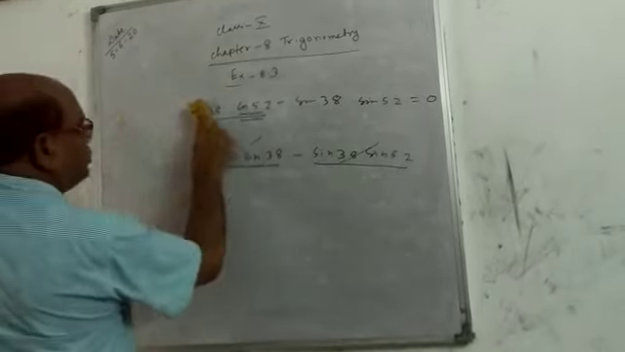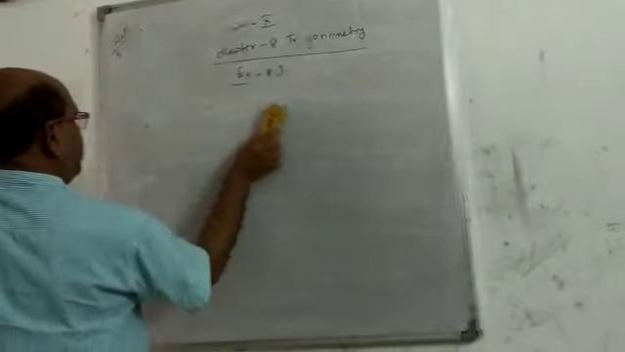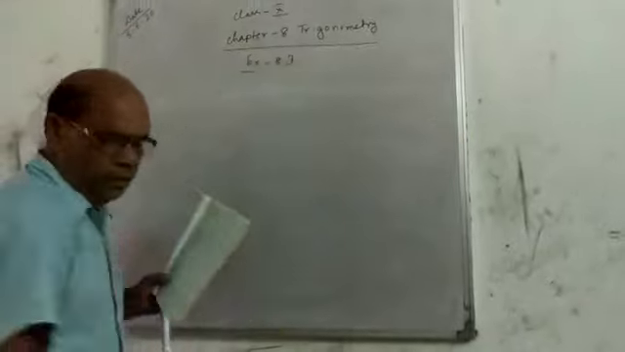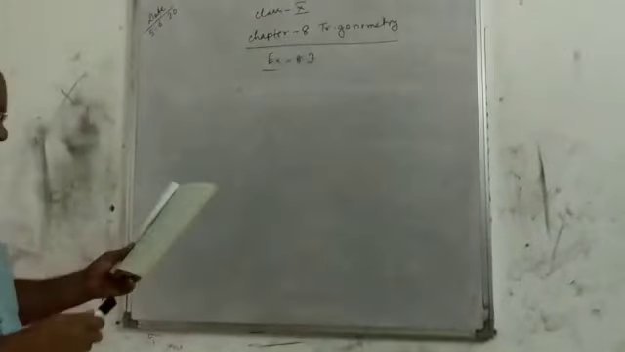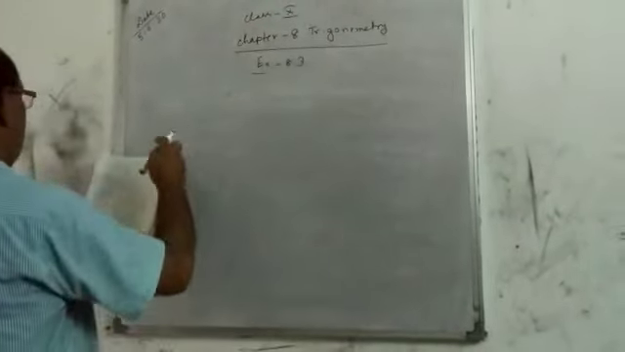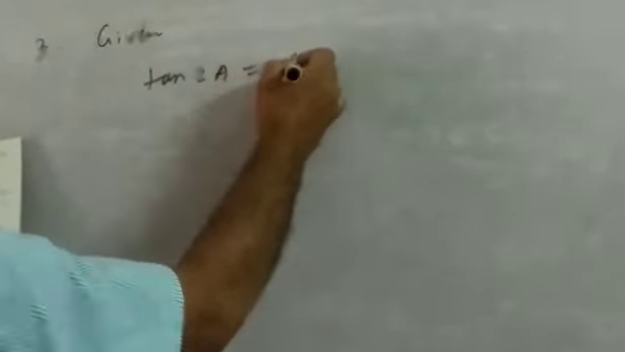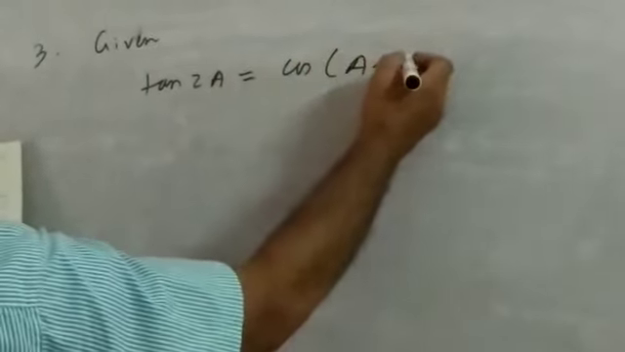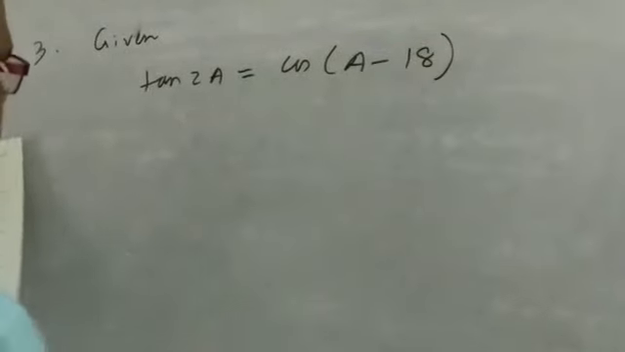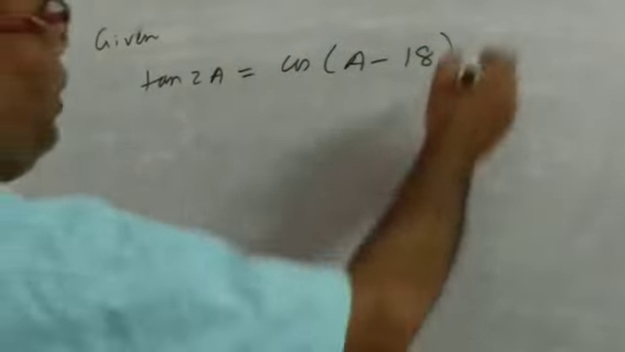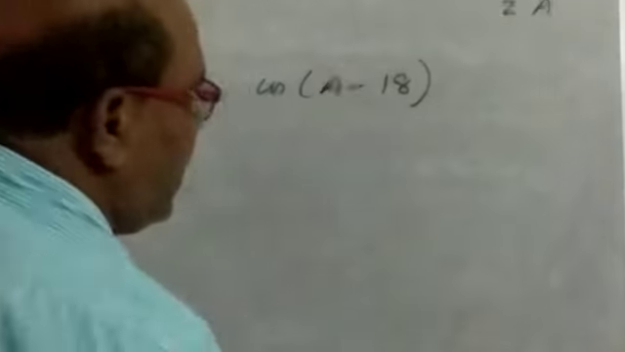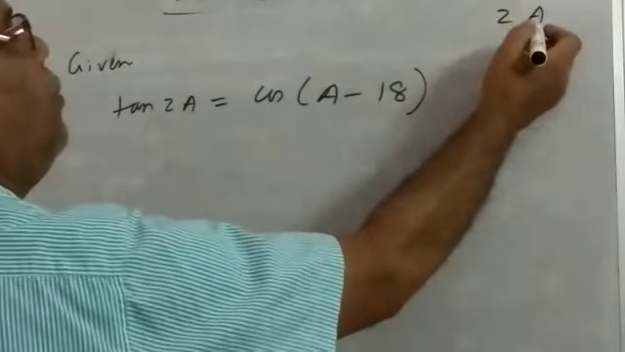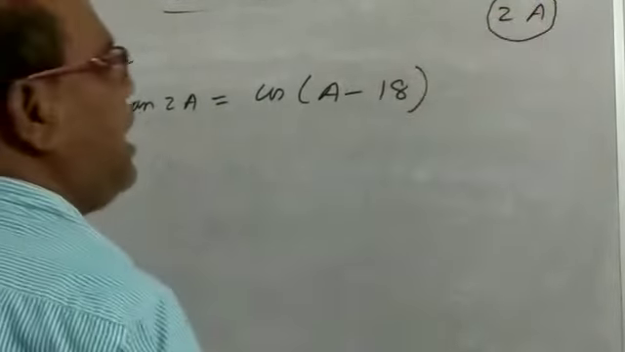Now number 3. Question number 3, 4, 5. These 3 maths are same. Start number 3. Number 3, given tan 2A is equal to cot (A minus 18 degree). Okay, they are given 2A. 2A is an acute angle, not only A. 2A, this complete term is an acute angle.